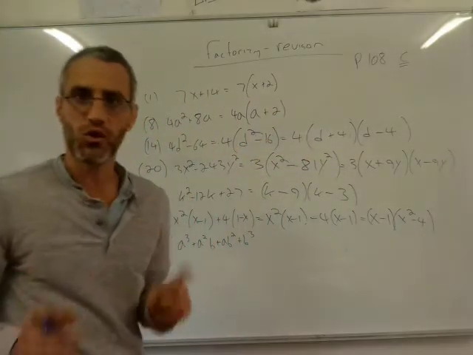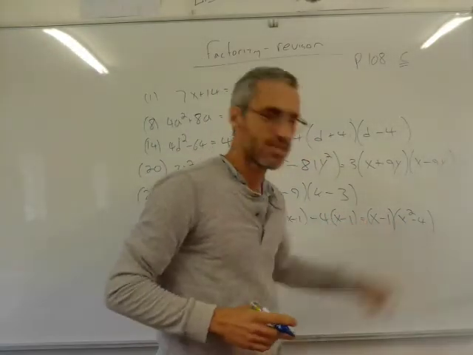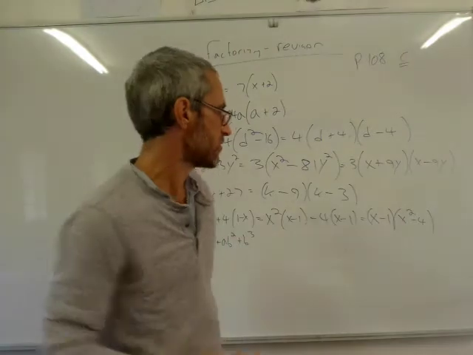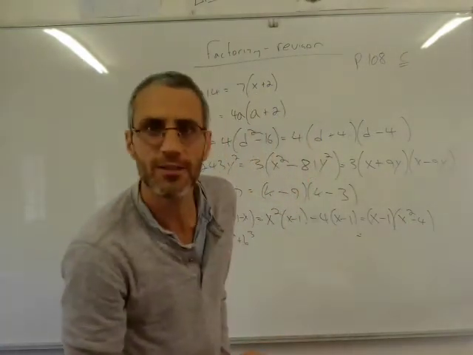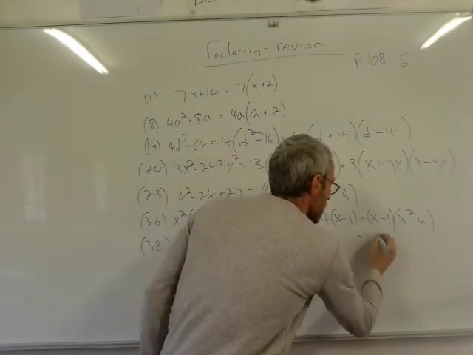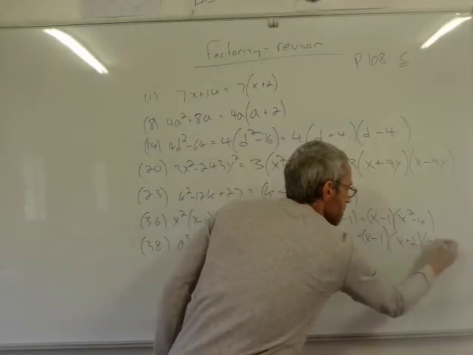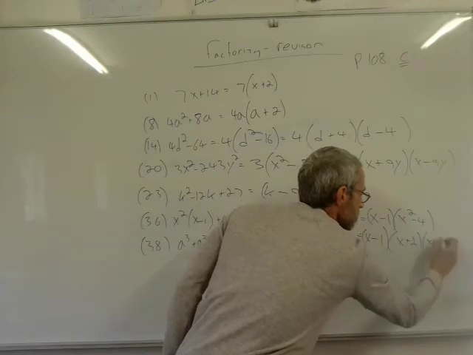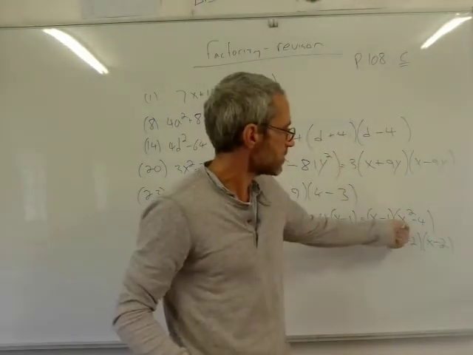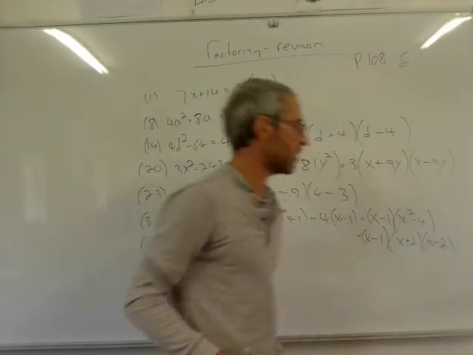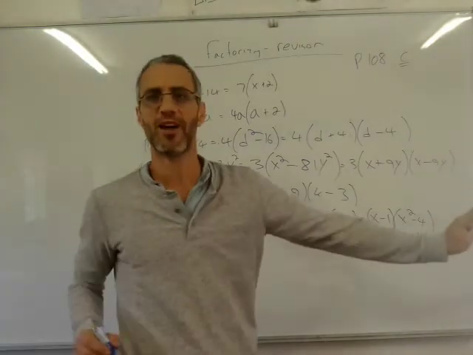Now we mustn't stop. So that's factorized, but can still be factorized, the difference of a square. Hope you guys can read it. It's going to be x minus 1 times x plus 2 times x minus 2. So x squared minus 4 will split into these brackets. Now it's fully factorized.